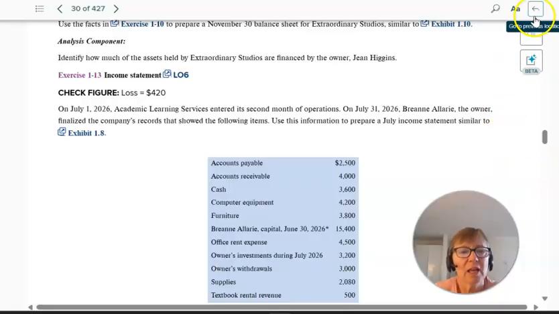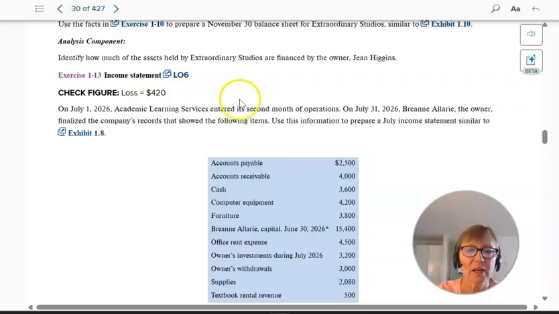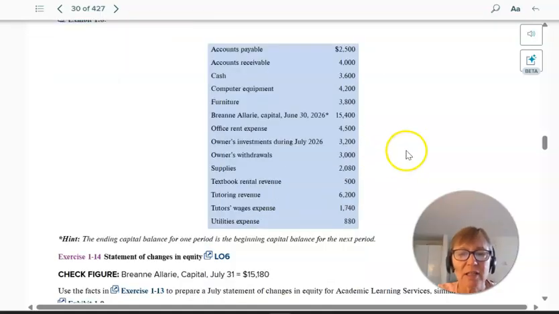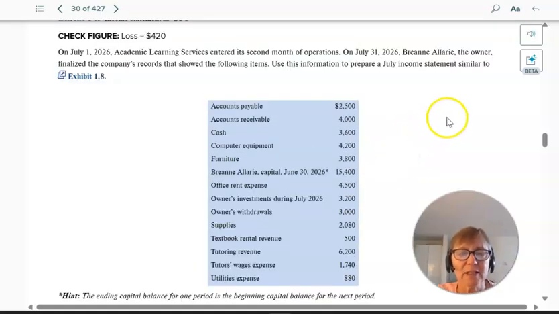The reason being is, if we look here at the income statement, it's telling us that the check figure, we have a loss. So obviously our revenue minus our expenses, which is what gives us our profit or loss, we must have more expenses than we do revenue in order to come up with a loss. Okay, so let's look at our list. This is also a little bit more complex because they haven't put the accounts in accounting order.